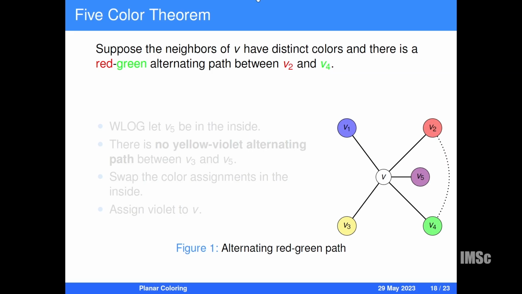So we are going to analyze each and every step and see if we can come up with some algorithm running in time n power O(1), some polynomial time algorithm. Okay, so now how do you check? I give you two vertices v2 and v4. How do you check whether there exists a v2 v4 red green alternating path or not?